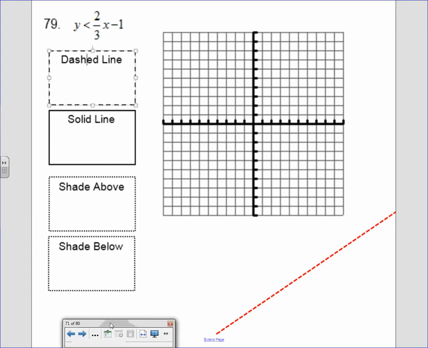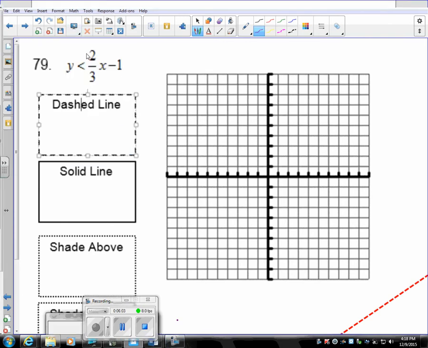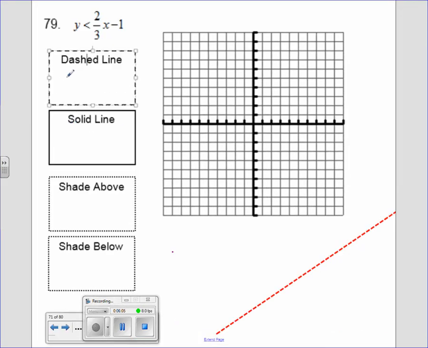If we're going to have a dashed line, we know that we're not going to have an equal to sign on our inequality. So it's going to be either less than or greater than. No equal to sign.